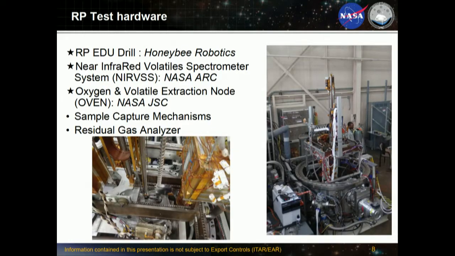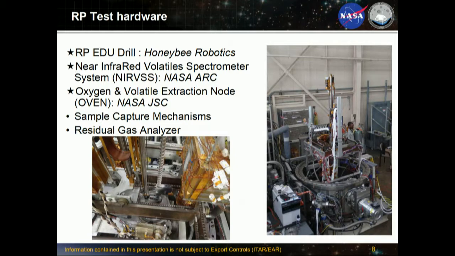So this shows the hardware in the chamber. The starred items are the actual RP hardware we're using. So we're using the drill in its current condition, the Nervous, and this year was the first time we incorporated the oven unit in the system. So you can see them here.